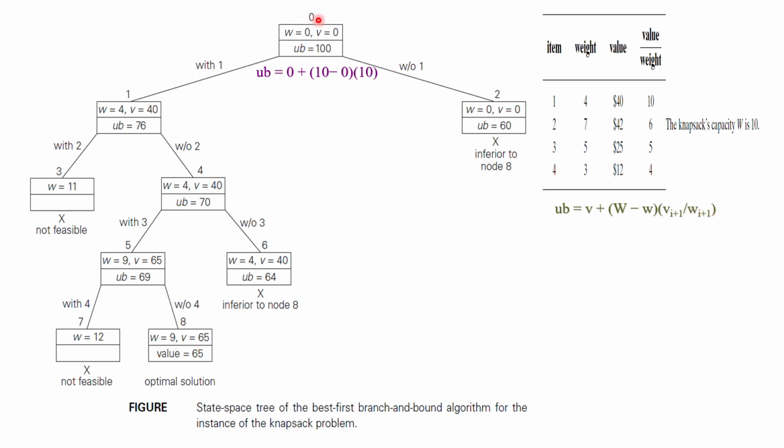I value is 0. No items are included. Then which ratio do you have to consider now? I plus 1. 0 plus 1 means V1 and W1.